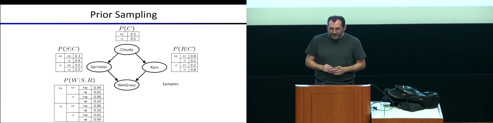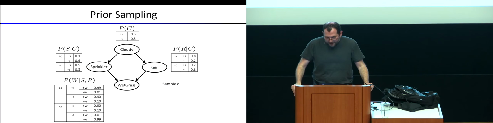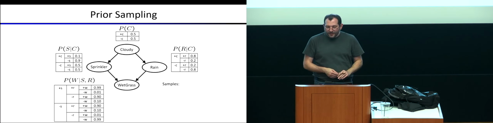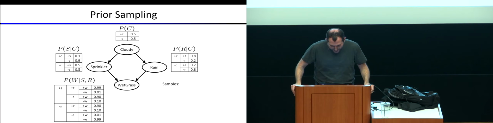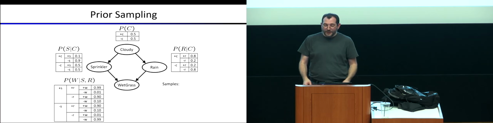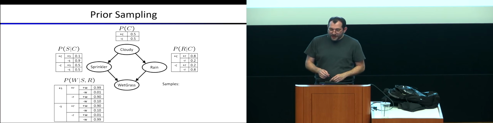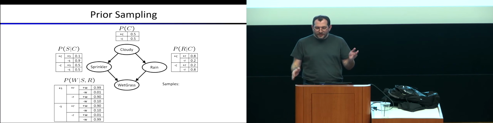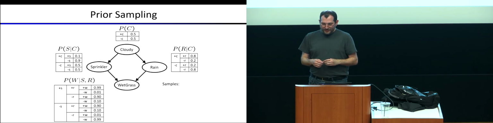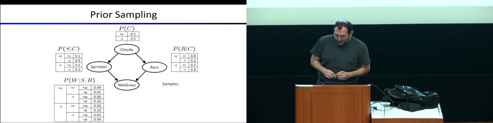This is a Bayes net that says half the time the sky is cloudy. That's P of C. And then there's a sprinkler on my lawn, and there's a dependence between cloudy and the sprinkler. So what does this look like? If it's cloudy, the sprinkler is usually off. If it's not cloudy, half the time the sprinkler is on. There's also a dependence between cloudy and rain. So when it's cloudy, it usually rains, and when it's not cloudy, it usually doesn't. And then, in addition, sometimes my grass is wet.